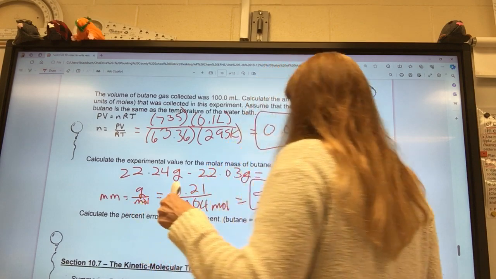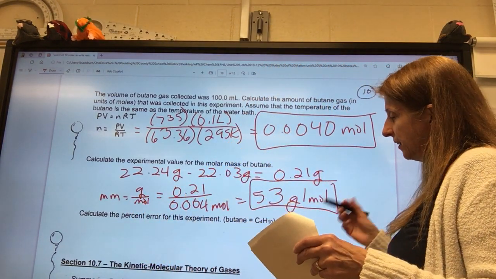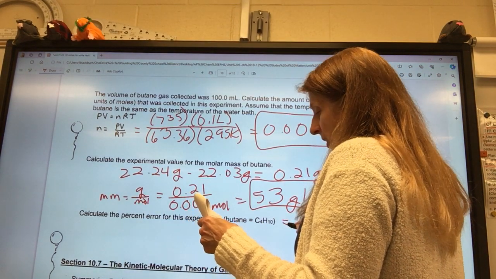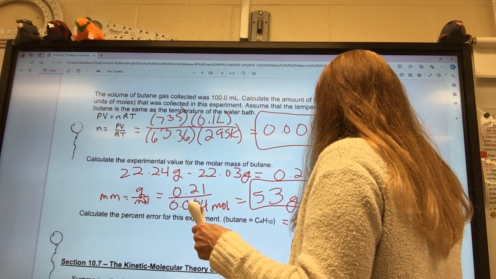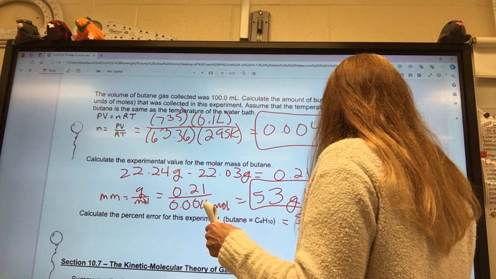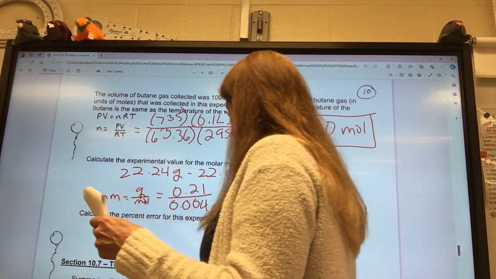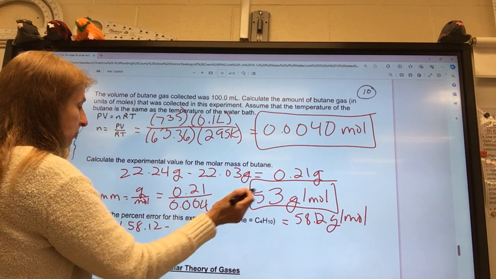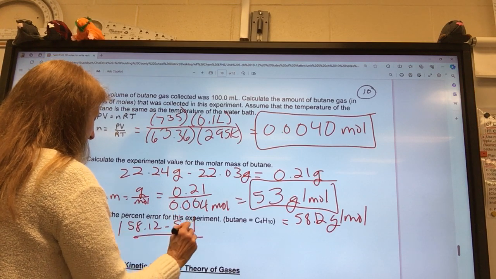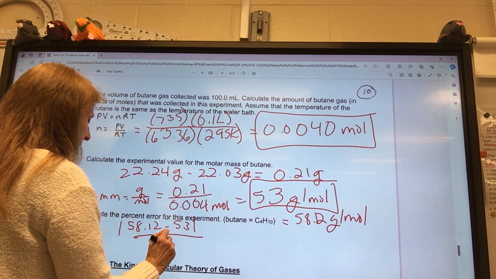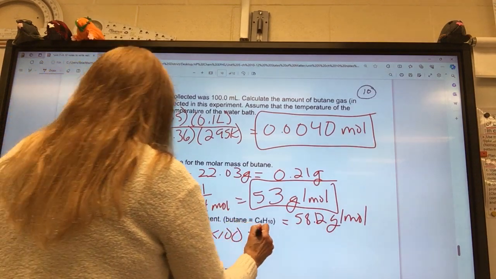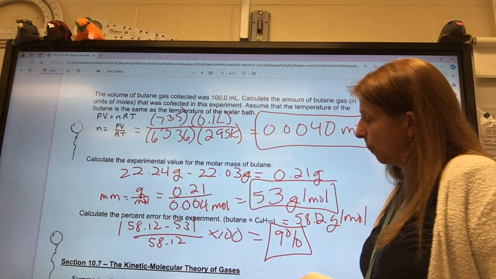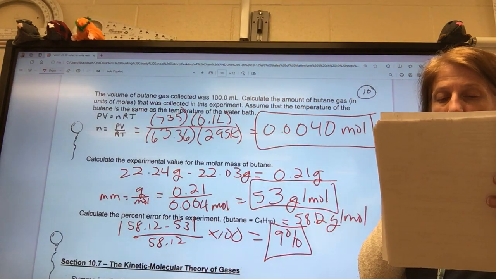Now, whenever they get you to do that, they always want you to compare it and see if it's right or not. So the molar mass of butane equals 58.12 grams per mole. And we'll do the error: what you were supposed to get, 58.12, minus what you got, 53, divided by what you were supposed to get, 58.12, times 100 equals 9%. They really like that 9% error, don't they? So do you think you can do a problem like that?